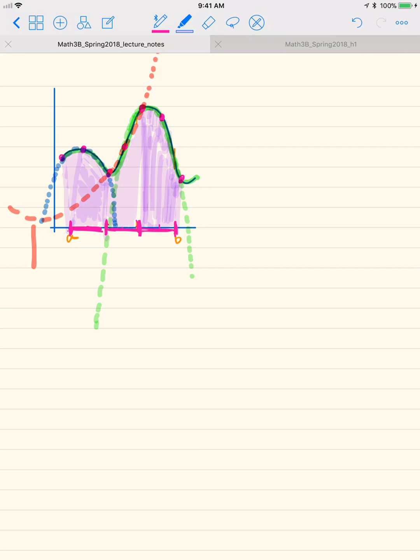So you can see that we're getting, if we have a curvy graph, it's easy.